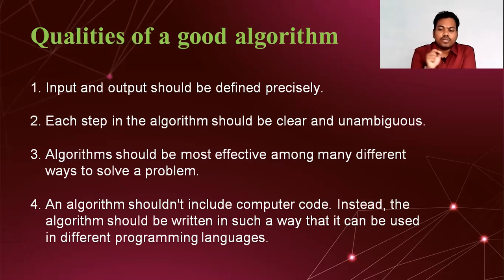Each step in the algorithm should be clear and unambiguous. Each and every step should be clear. If this happens, then it will go to this situation. Otherwise, this situation. Everything should be clear. There must be no kind of confusion, right? Otherwise, if the algorithm is not proper and there is confusion in any step, then the program will not run in a smooth way, right?